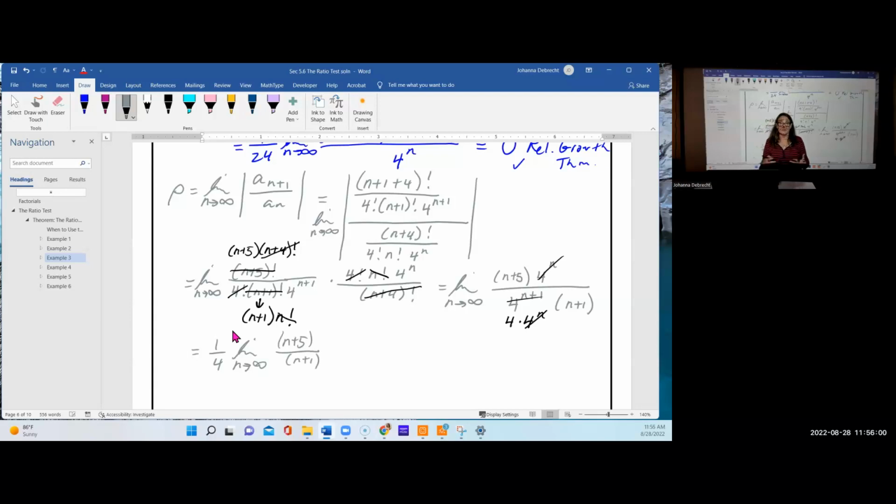Now they're both linear, so they're both lines. Basically, one goes through a y-intercept of 5, the other one through 1. But they're linear, which means that they go to infinity. As n goes to infinity, the y value goes to infinity. So we have form infinity over infinity. So we can apply L'Hopital's rule. And this gives us 1/4 the limit as n goes to infinity of 1/1, which gives us 1/4.